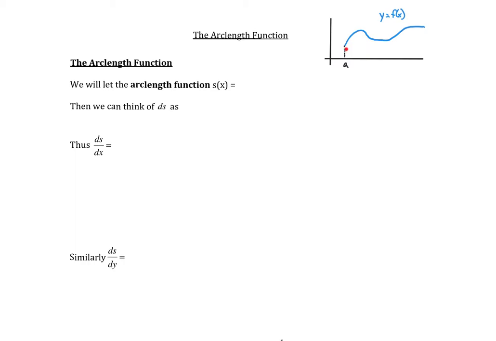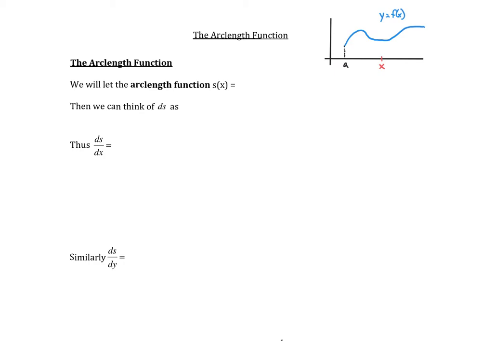Okay, and then what this arc-length function is going to do is it's going to take its input value as some point x. So let's say that I put my x to be right here. Then we're going to calculate the arc length from a all the way to whatever the input value x was. So the output of the function will be this length starting at a going to x.